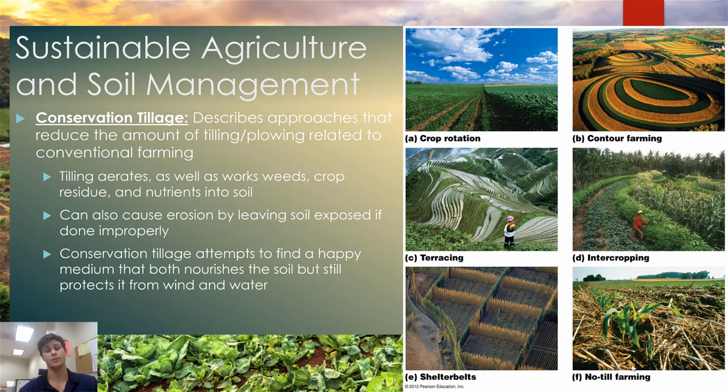And this is where things like shelterbelts and conservation tillage come into play. Conservation tillage describes approaches that reduce the amount of plowing or tilling related to conventional farming. Basically, tilling can be a pretty good thing when you're trying to get your soil prepared for planting crops. What tilling does is it aerates the soil so it gets a lot of air trapped in the pore space of our soils, and it works in weeds and crop residues, the residual amounts of crops after you've harvested, back into the soil. So it gives a lot of nutrients to the soil, and it gives a lot of air to the soil, which is really good for bolstering your crop yields.